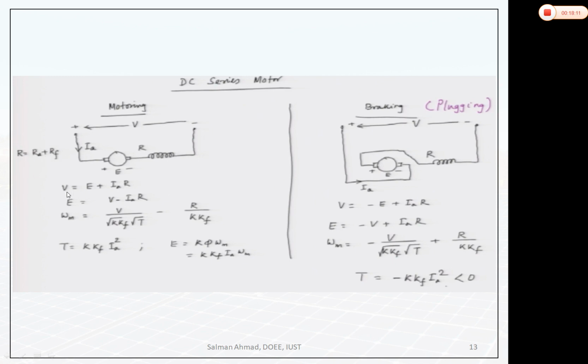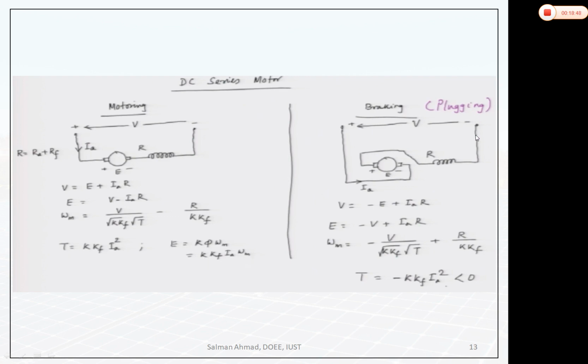Again we can write the basic equation, V is equal to E plus IA into R, the back EMF generated. E we can write as V minus IA into R. For omega M, as I discussed in the last class, the speed torque equation for the DC series motor was V upon K KF minus root T and so on. But torque was given as K KF IA square, and back EMF is nothing but K phi omega M, with phi again KF IA. So K KF IA into omega M.